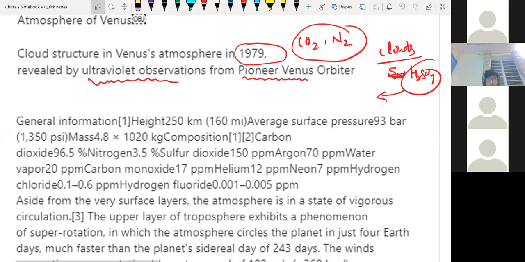Let me check whether we have that ultraviolet observatory in space or not. Yes, it is revealed by the ultraviolet observation from the Pioneer Venus orbiter. It is a satellite-like orbiter which has sensitivity to sense the ultraviolet rays coming from Venus. It is orbiting the planet, and with its help, in 1979 we were able to conclude that Venus contains an atmosphere in which carbon dioxide and nitrogen are present, mostly nitrogen gas.